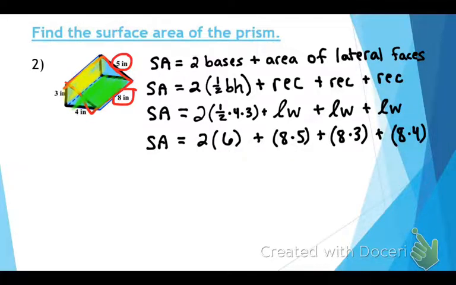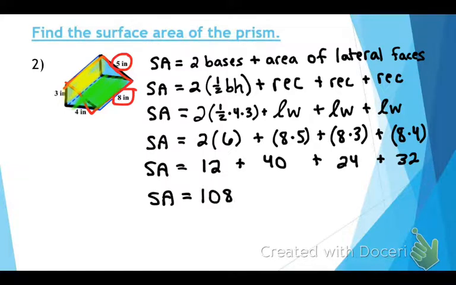Now all we have to do is start multiplying those things out. 2 times 6 is 12, 40, 24, and 32. And then finally, the last thing you've got to do is just add up all of those. So we add up the bases, we add up all of the lateral faces, and then we will see that our correct answer is 108 inches squared.